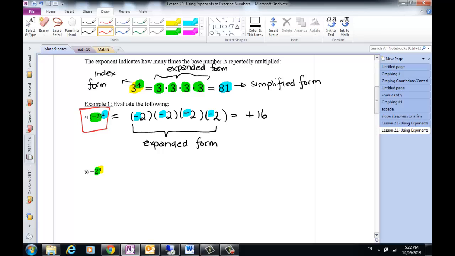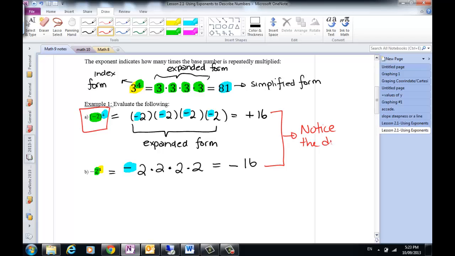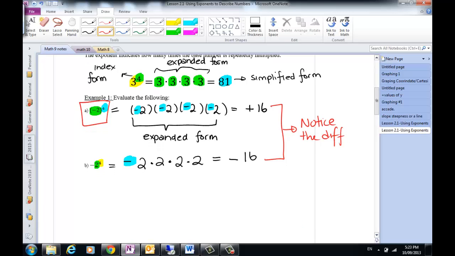The negative is separate from the 2, and therefore we write this as the negative stays, and it's 2 multiplied by 2 multiplied by 2 multiplied by 2. And in this case, there's only one negative symbol, and therefore our answer is negative, and 2 times 2 times 2 times 2 is equal to 16. So you really have to watch for the difference here. So make sure that you notice the difference. And the exponent is always only affecting what it's touching. Okay, that's the big hint there.